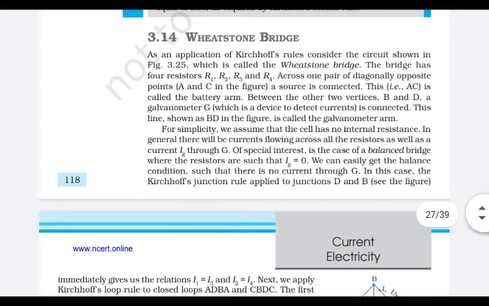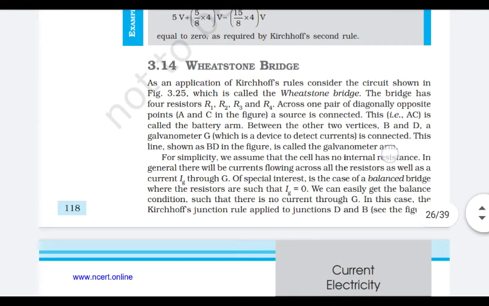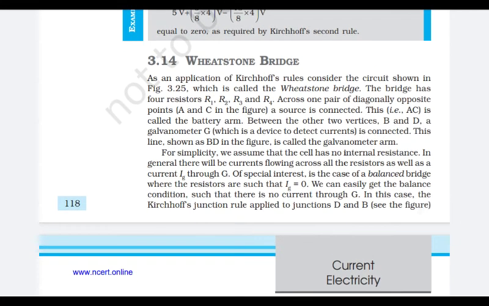What is the Wheatstone bridge? The Wheatstone bridge is a device to find out the value of an unknown resistance, and for this Wheatstone arranged four resistors R1, R2, R3 and R4 in a particular arrangement of circuit, which is shown in the figure and is called the Wheatstone bridge.